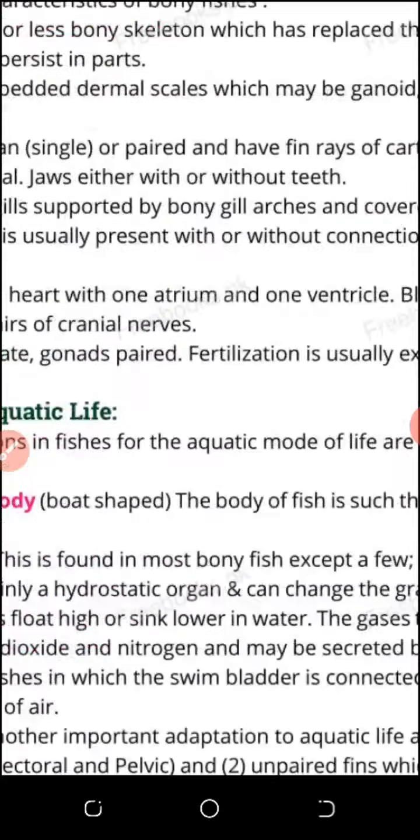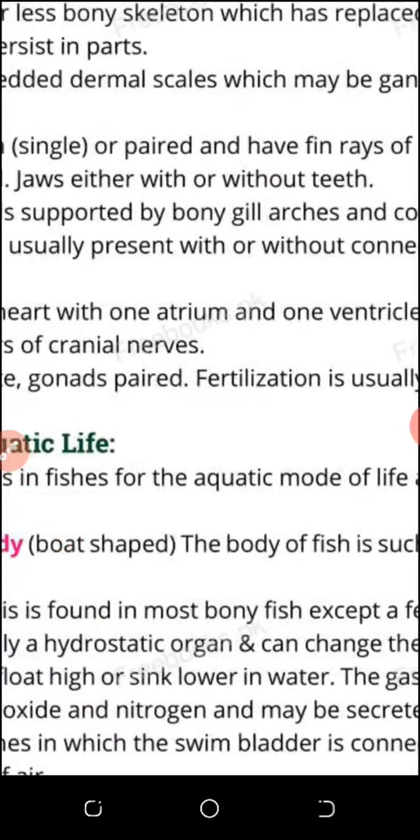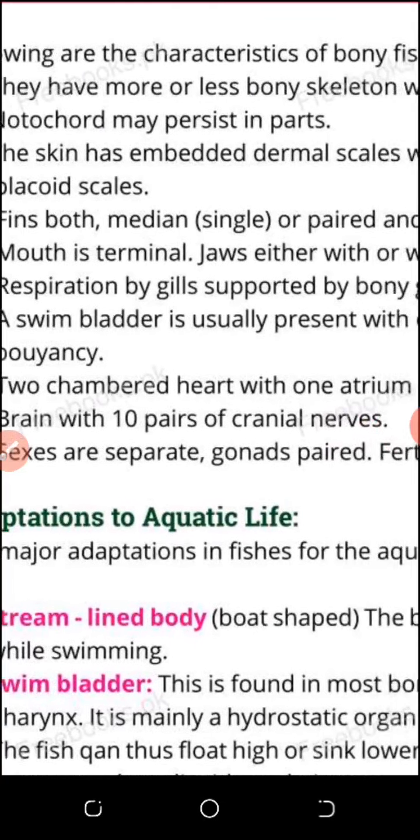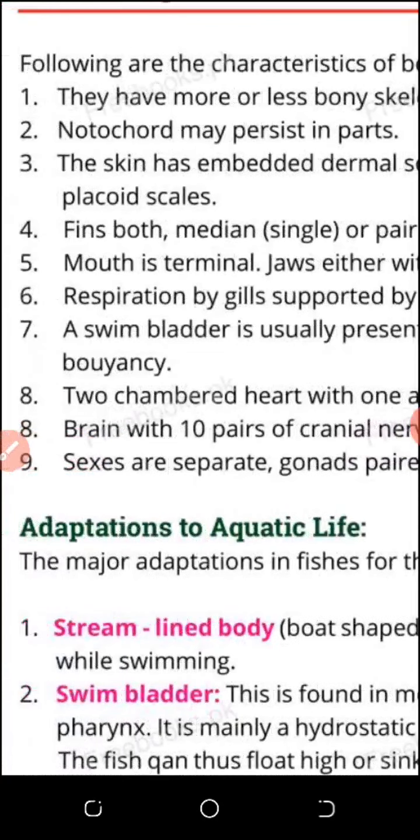So what is the advantage of fish life? The advantage of fish life is that their mouth is terminal, and they can respire by the gills, they don't need lungs.